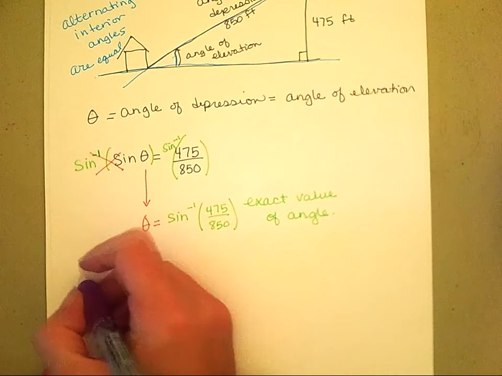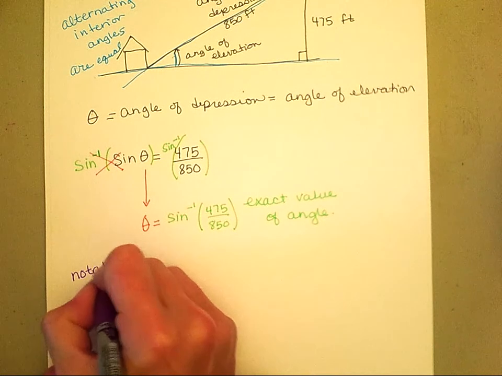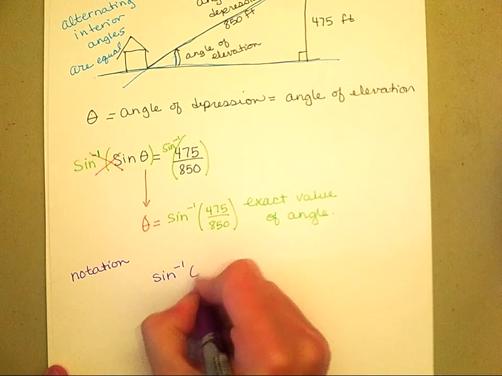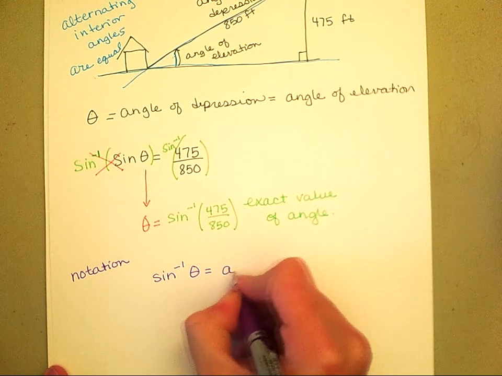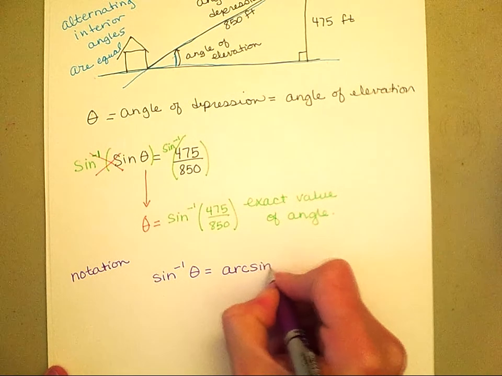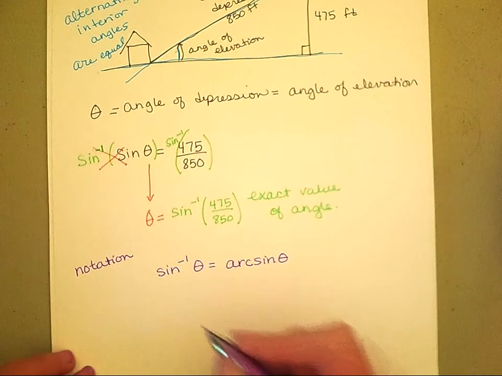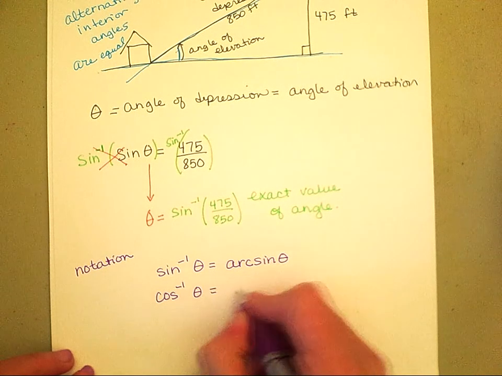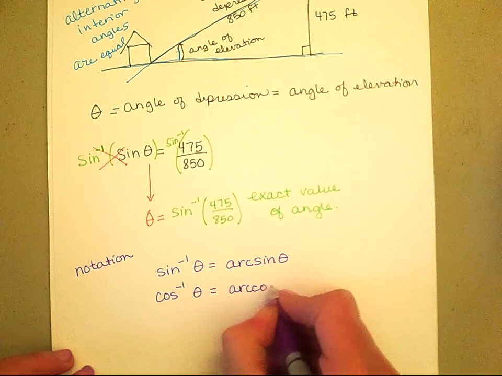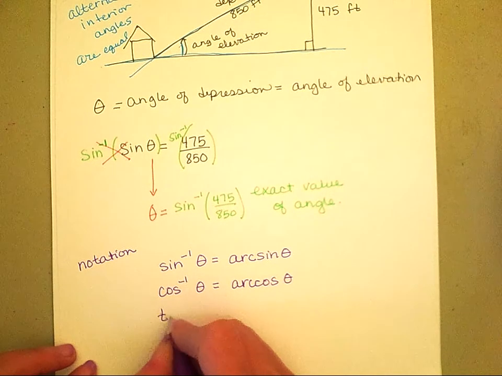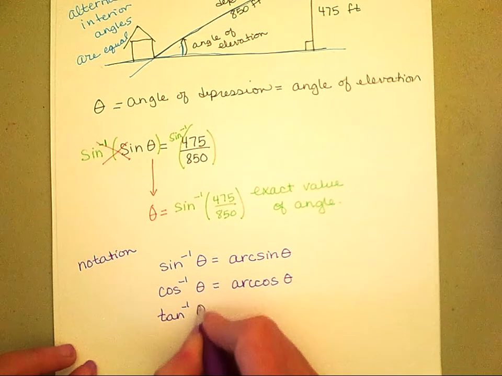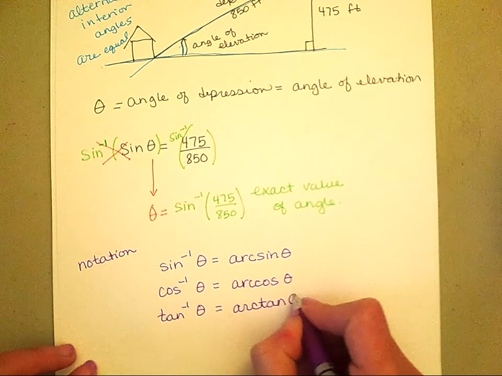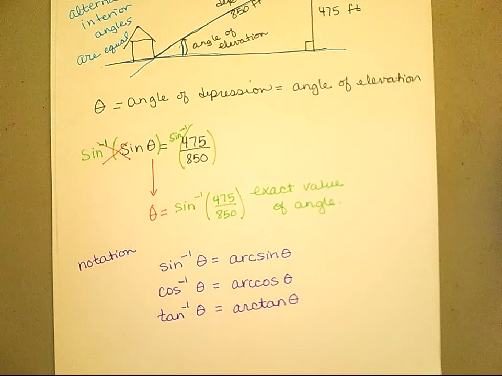Another way, so notation. This is the inverse sine of an angle. Sometimes you'll see it written as arc sine. They mean the same thing. We can do it with all of them. This is the inverse cosine, also known as the arc cosine of theta. And tangent, we could do it with the other three as well, but you get the point here. This is the arctan of theta.